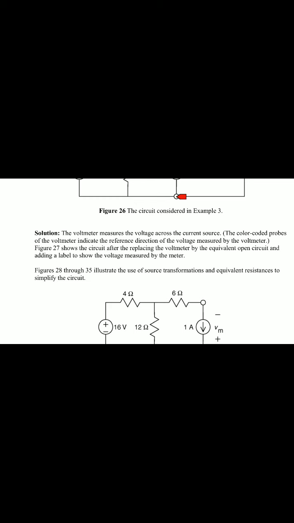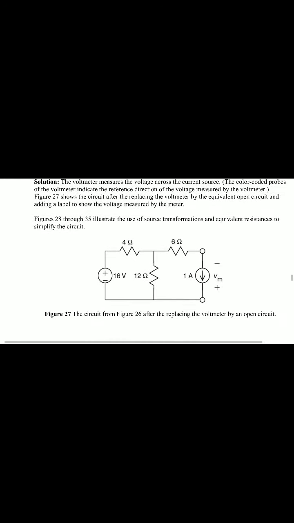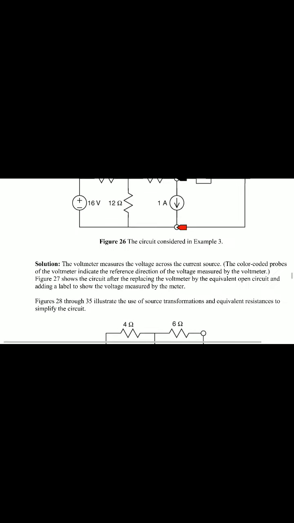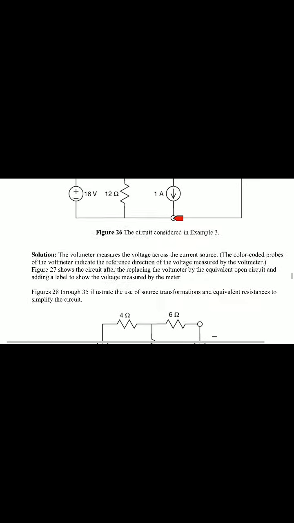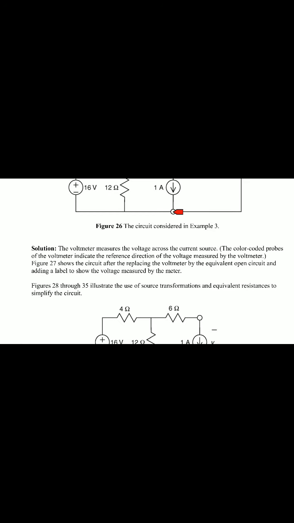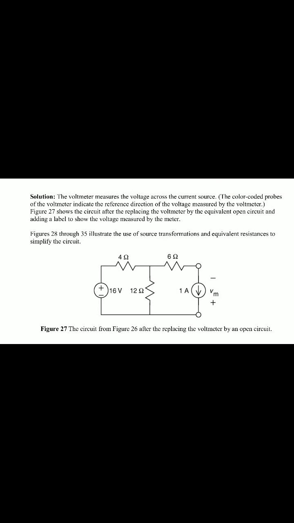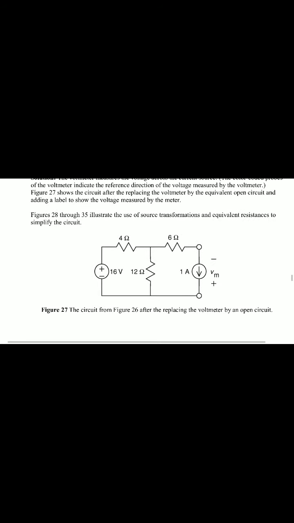illustrate the use of source transformations and equivalent resistance to simplify the circuit. See here, this circuit and this circuit. Here the meter is removed and labeled minus, plus and Vm.